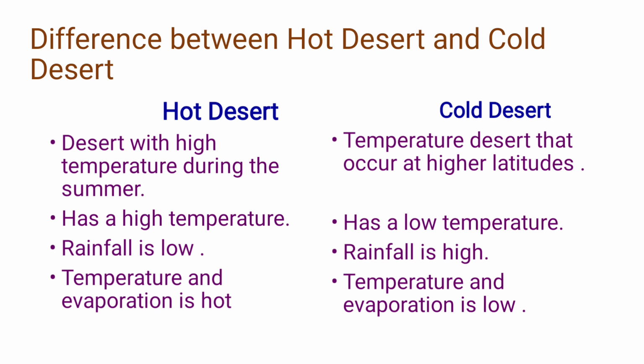Children, let me tell you, the largest hot desert in the world is the Sahara desert in North Africa, and the largest cold desert is the Antarctic, located in the South Pole. It occupies 99% of the land area.